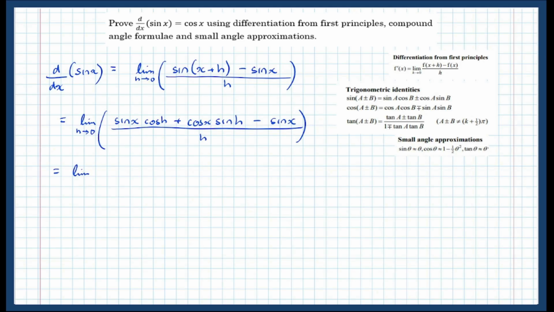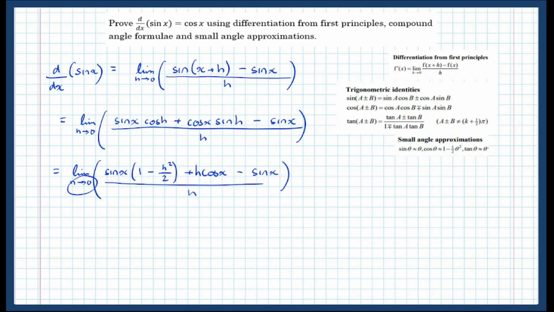So let's simplify it. Equals the limit as h approaches 0 of sine x, and the small angle approximation for cos h is 1 minus h squared over 2. 1 minus h squared over 2 is what cos of h tends to when h is approaching 0, i.e. is small. Then continue along the line, plus cos x, and sine h as h approaches 0 is just h. That becomes h cos x, take sine x, all divided by h.